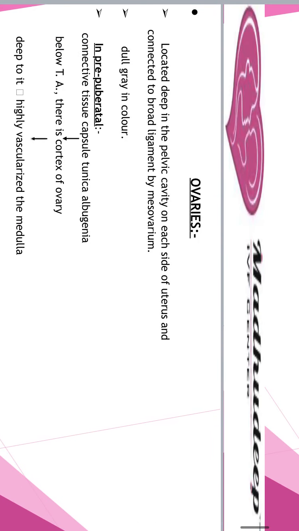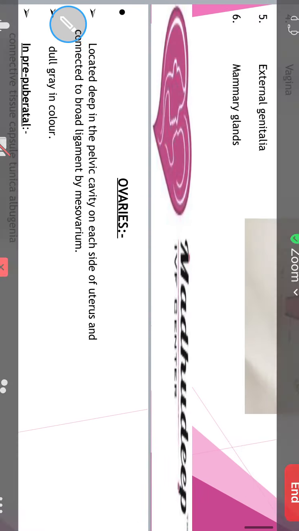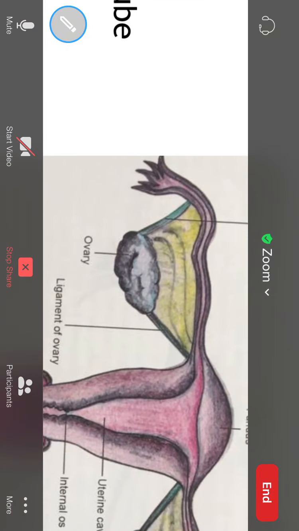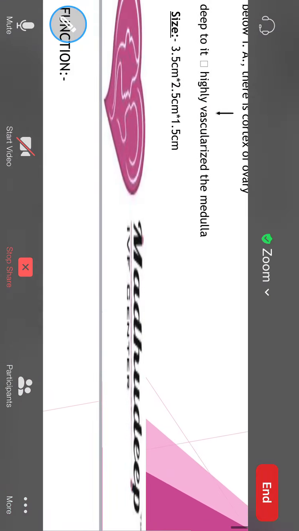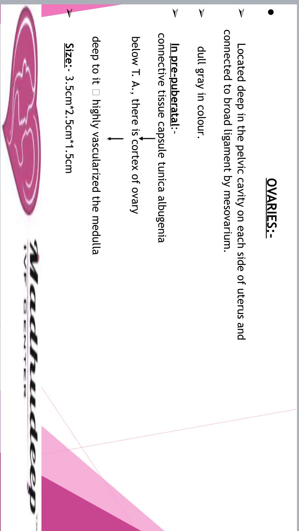Now first we discuss the ovaries. This is the ovary. So what is the ovary? It is located deep in the pelvic cavity on each side of the uterus and connected to the broad ligament by the mesovarium. It is dull grey in color.